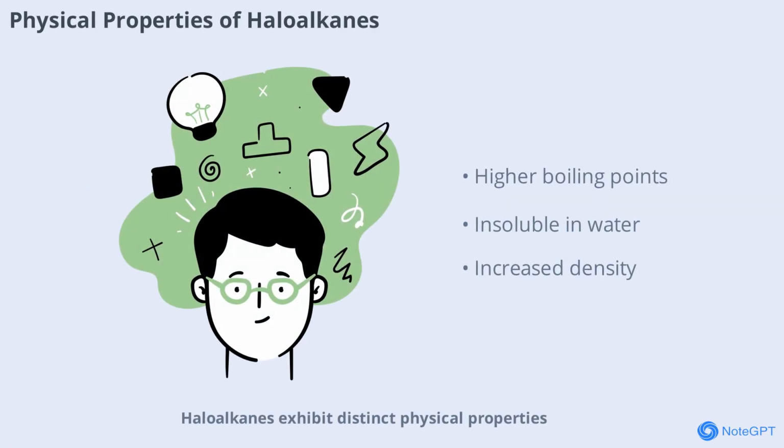Haloalkanes exhibit distinct physical properties compared to their parent alkanes. The presence of halogen atoms increases the molecular weight and often raises the boiling point. Haloalkanes are generally insoluble in water but soluble in organic solvents. Their density also increases with the size and number of halogen atoms. These properties are important for their separation and identification in laboratory settings, as well as for their practical uses in industry.